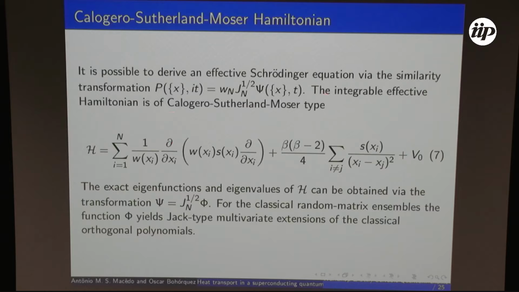And what you get is a Hamiltonian of Calogero-Sutherland-Moser type. That's been analyzed in the literature and is well known. It's an integrable, fully integrable Hamiltonian. So you can construct all the eigenfunctions and all the eigenvalues. And so the problem is essentially reduced to solving this. The exact eigenfunctions and eigenvalues of H can actually be obtained by making transformations such as this.